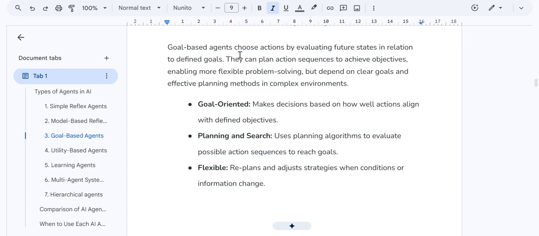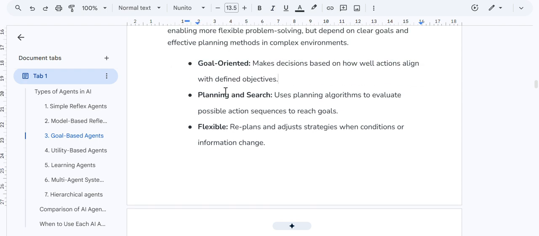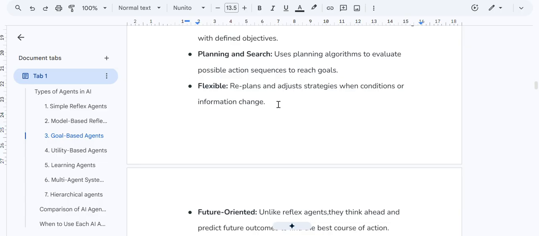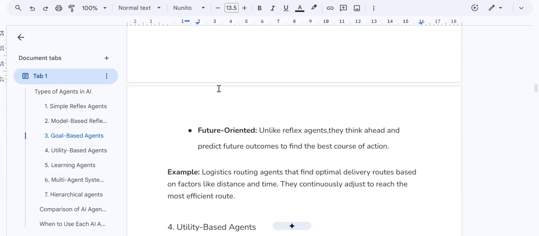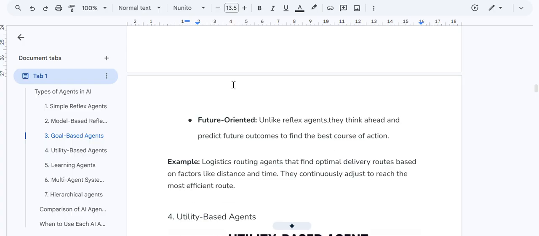Goal-based agents choose actions by evaluating future states in relation to defined goals. They can plan action sequences to achieve objectives, enabling more flexible problem solving, but depend on clear goals and effective planning methods in complex environments. Goal-oriented: they make decisions based on how well actions align with defined objectives. Planning and search: they use a planning algorithm to evaluate possible action sequences to reach goals. Flexible: they replan and adjust the strategy when conditions or information change. Future-oriented: unlike reflex agents, they think ahead and predict future outcomes to find the best course of action.